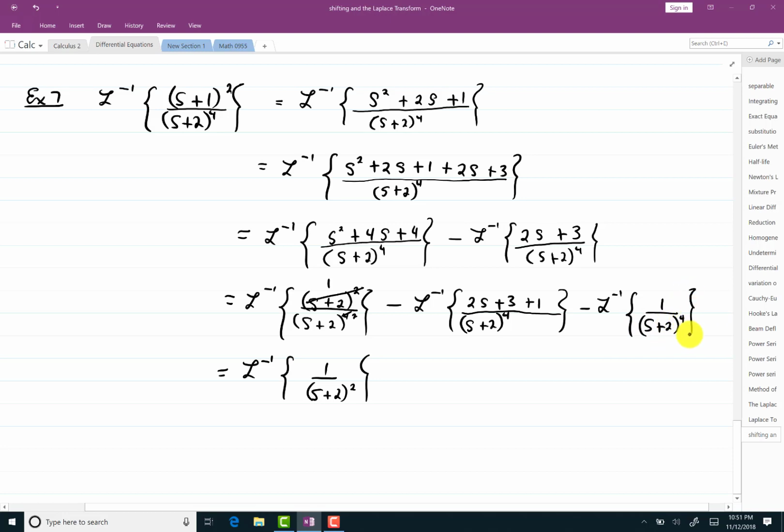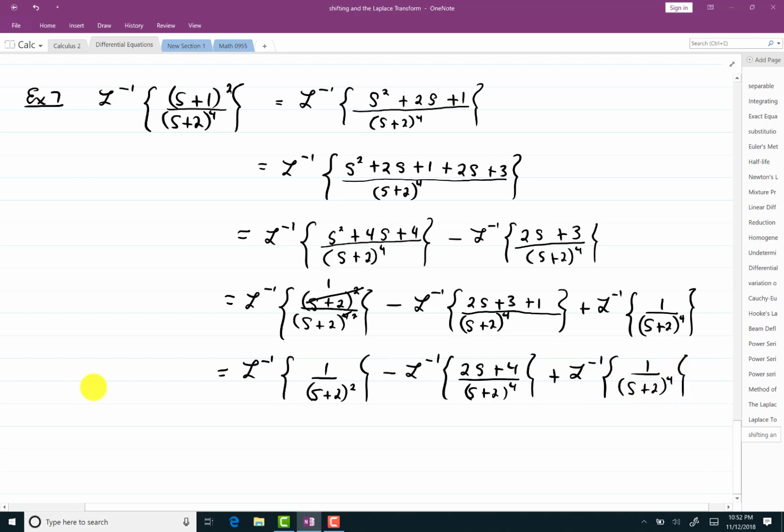Now, before I go further, I want you to understand what happened here, because I'm going to fix something right now. When I added this 1 in here, technically speaking, I subtracted 1. So to make up for that, I'll put a plus here. And so then I'll get minus 2s plus 4 all over s plus 2 to the fourth plus inverse Laplace of 1 over s plus 2 to the fourth.